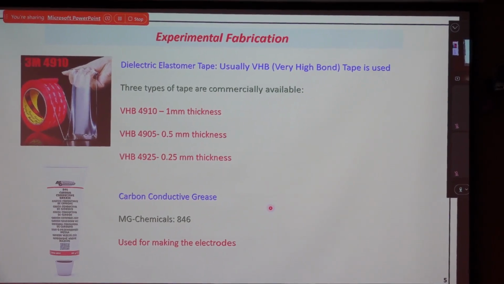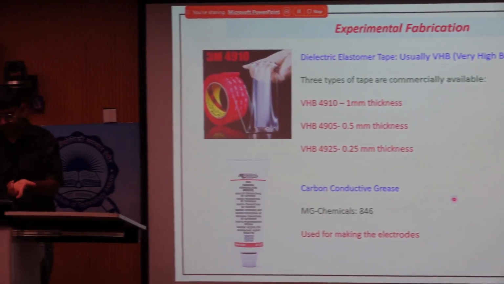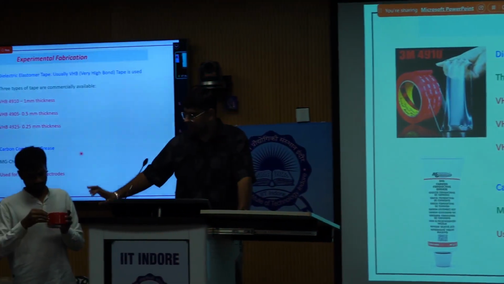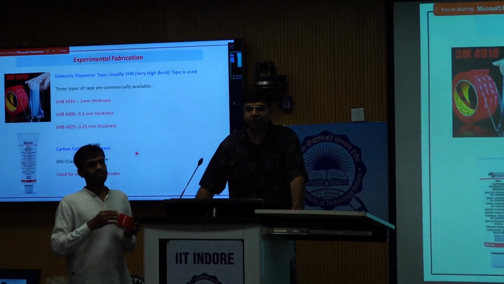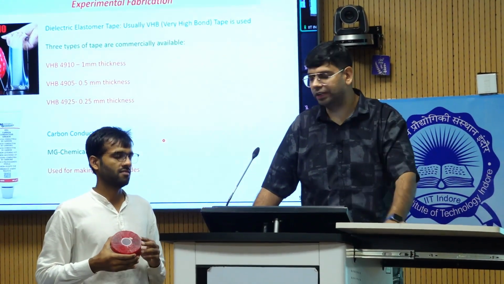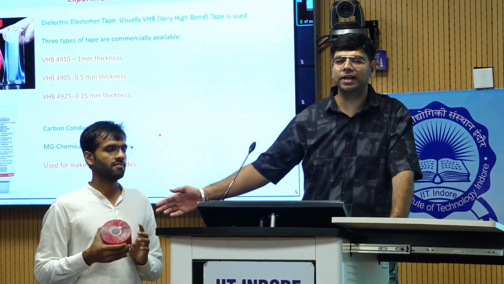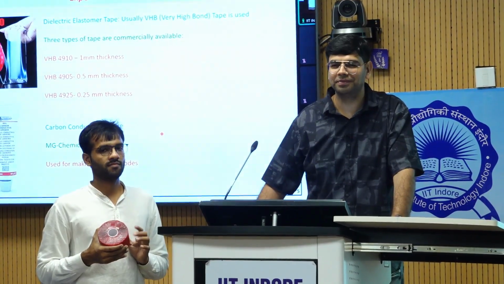This VHB tape, one bundle costs around 10,000 rupees, it's very costly. A small bundle of almost 1 yard. So there is another tape that is available. In the lab we also have VHB 3M, and we have this other tape with the same property, which is around 800 to 900 for the same bundle.